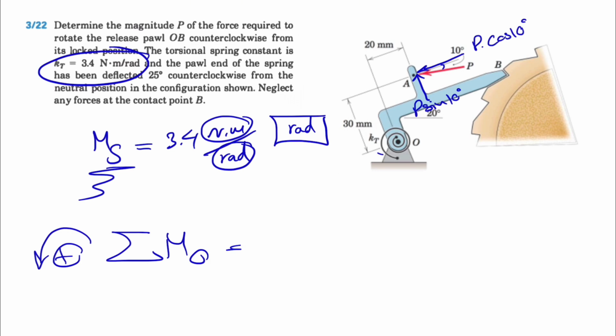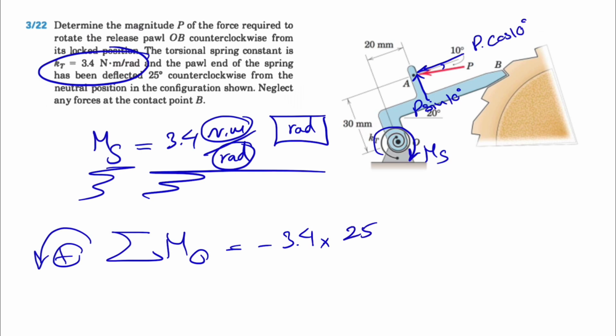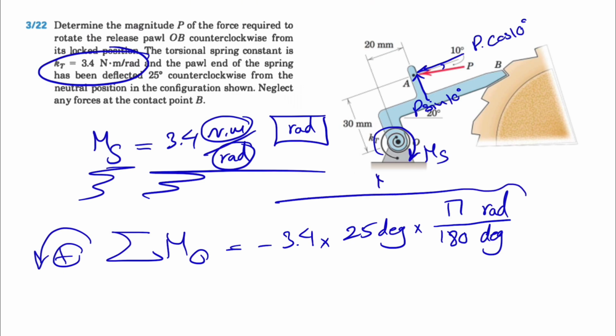If we look at this, we'll see that we have to include this Ms. Since the deflection is counterclockwise, the moment in the spring will turn that bar clockwise. So we have a negative moment of Ms, which is minus 3.4 times the deflection, which is 25 degrees. If we want to find that in radians, we need a conversion from degrees to radians, and we know 180 degrees is equal to pi. That way we can get the moment in radians. So this whole part is the Ms, which has a negative sign since it has to be clockwise.